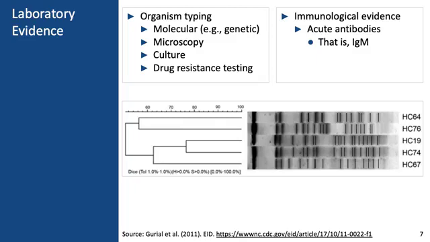Another piece of evidence that's often used is immunological evidence, particularly acute antibodies. So this is like IgM, which is an antibody that we develop soon after being infected with a pathogen but doesn't stick around. And this is another piece of evidence that can help us identify the cause.